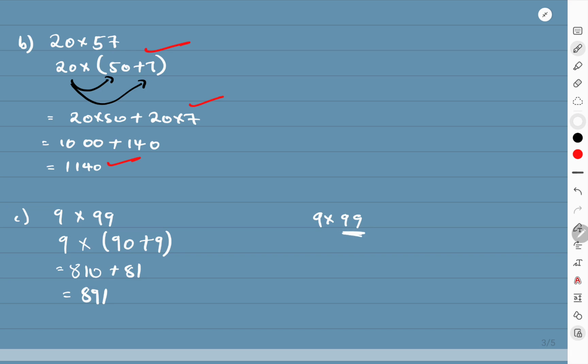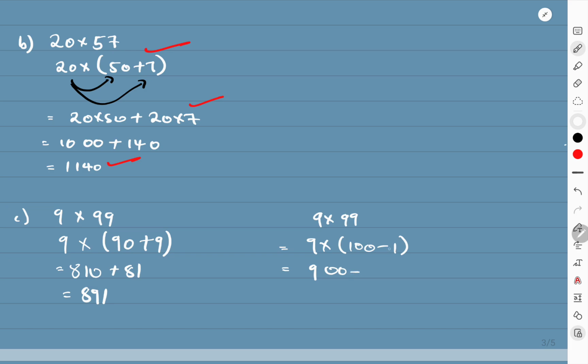Now this particular 99 can be rewritten as 100 minus 1. Therefore it means I'm going to have 9 times 100 minus 1. So when I use the distributive law, the particular 9 will multiply the 100, and the very same 9 will multiply the negative 1, meaning I'm going to have 9 times 100. 100 has 2 zeros, meaning I'm going to write those 2 zeros. Then what is 9 times 1? That is going to be 9. Therefore my answer will be 900. 9 times 100 becomes 900.